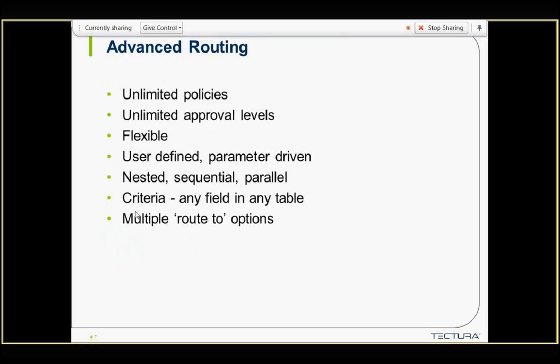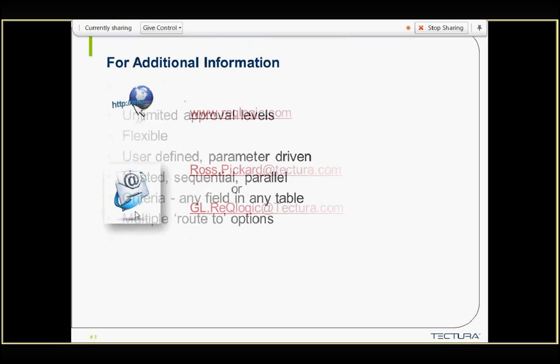The advanced routing is worth talking about some more, actually, and this is because you can have an unlimited number of approval levels, entirely flexible. They could be nested within each other. You can have them set up so that they're sequential or in parallel, and there are multiple different Route To options. So that is fairly powerful stuff.